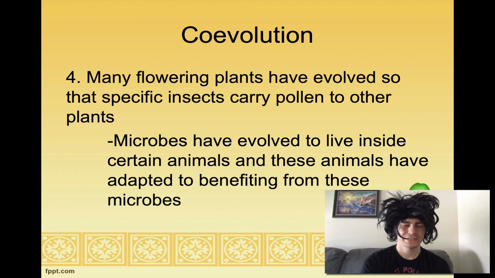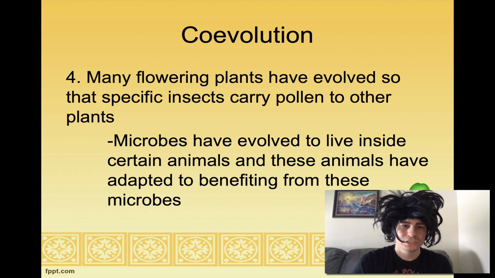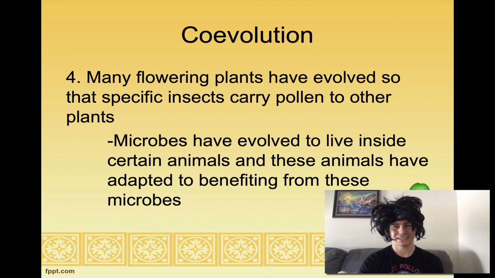So many flowering plants, guys, I know we already went over the example with the beaks. So they've evolved so insects can actually carry their pollen. The pollen actually can cling to the insect, so that way they can carry it from flower to flower to flower. It's a really good way for the flowers to keep reproducing. And that is the end of chapter 15, guys.